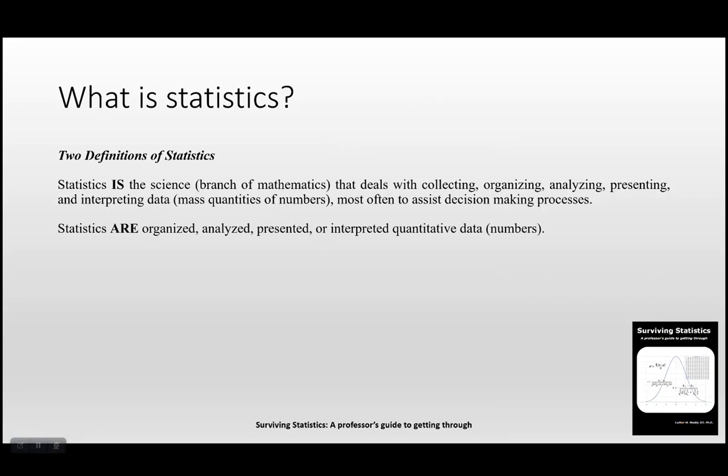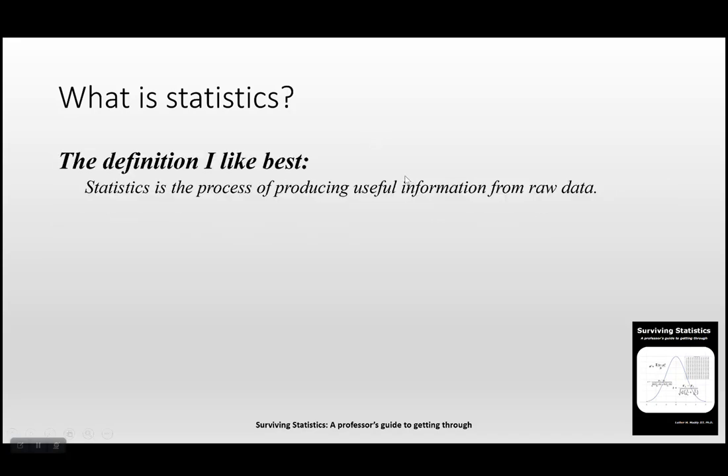There's actually two different ways to look at statistics. First off, statistics is the science, which is a branch of mathematics that deals with collecting, organizing, analyzing, presenting, and interpreting data. And data is typically mass quantities of numbers. And we're trying to interpret that data most often to make decisions and help us understand things. We could also say that statistics are organized, analyzed, presented, and interpreted quantitative data or numbers. So the definition, though, that I like best is statistics is the process of producing useful information from raw data.